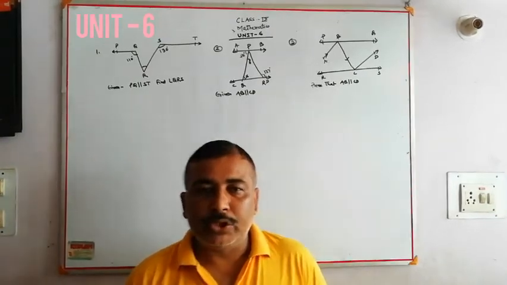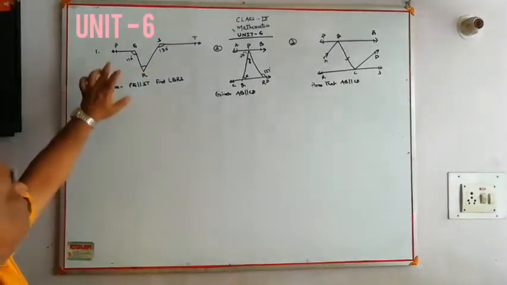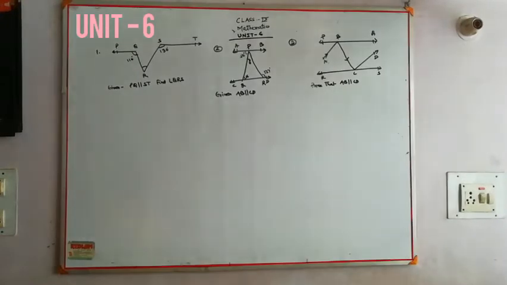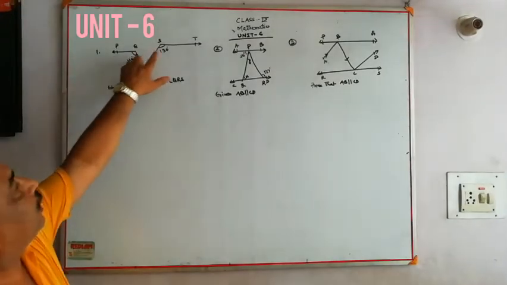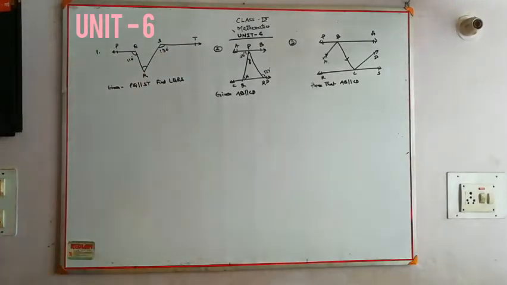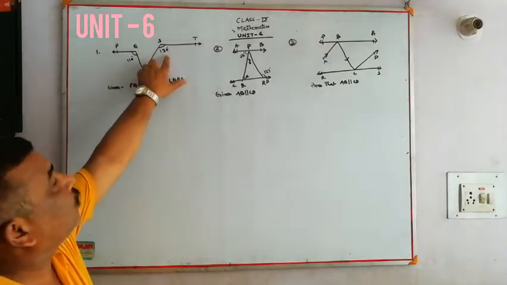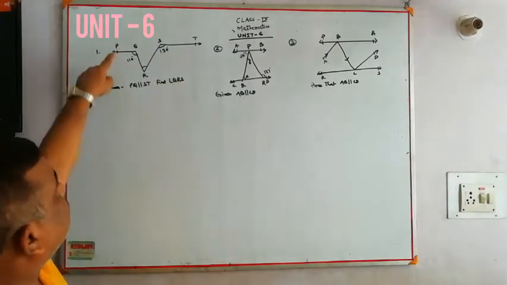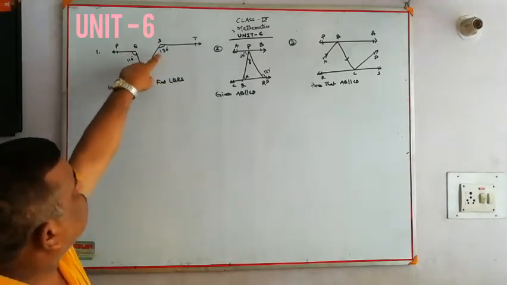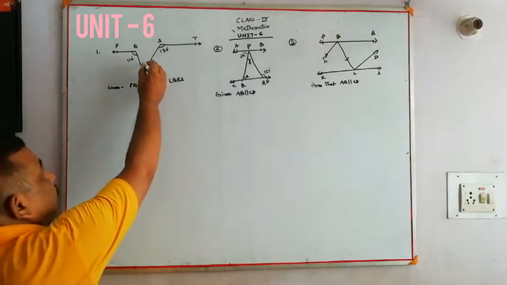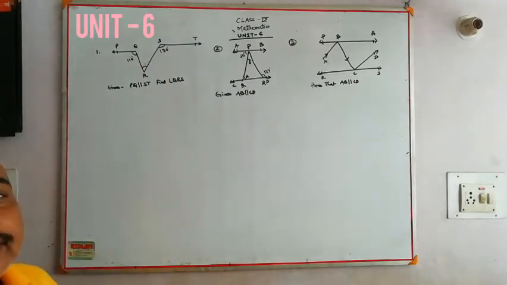Regarding NCERT questions, firstly I will explain these questions. In the given question, PQ and ST are parallel lines, and that angle is 110 degrees and that is 130 degrees. Then you find angle QRS. How can you find angle QRS?